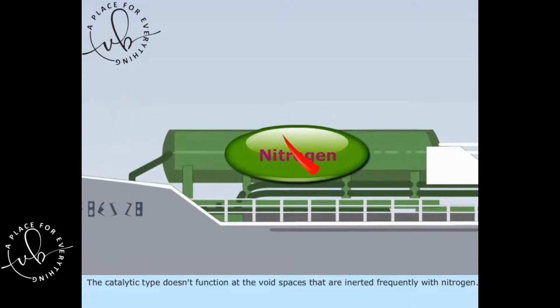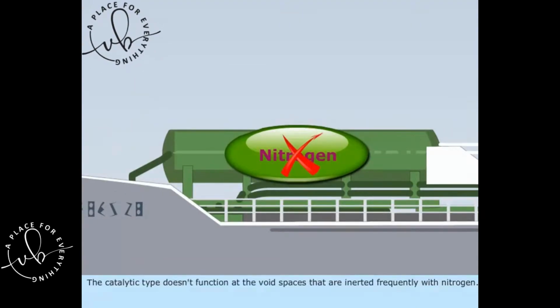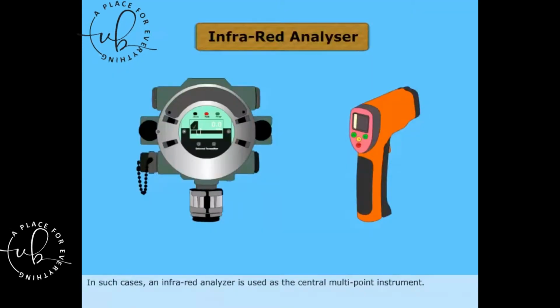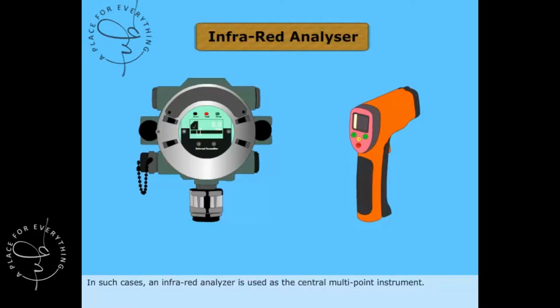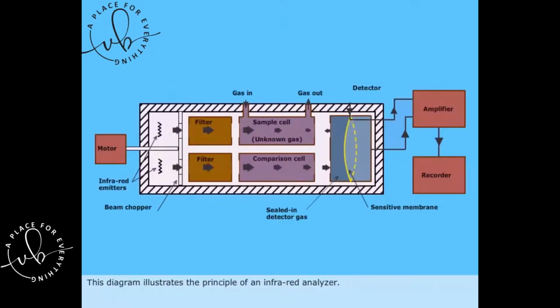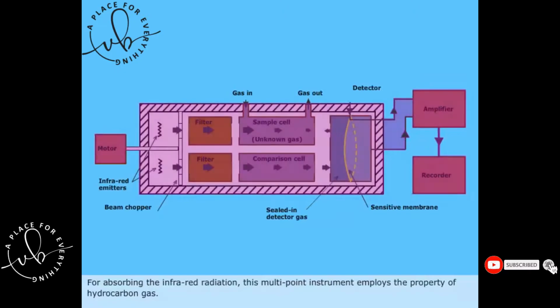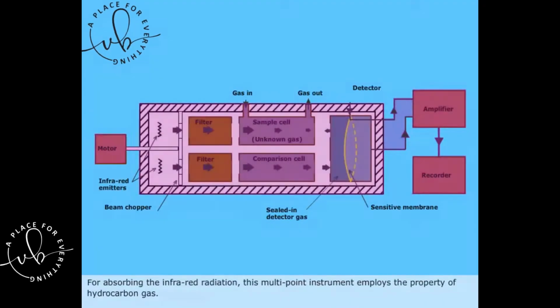The catalytic type doesn't function in void spaces that are inerted frequently with nitrogen. In such cases, an infrared analyzer is used as the central multi-point instrument. This diagram illustrates the principle of an infrared analyzer. For absorbing the infrared radiation, this multi-point instrument employs the property of hydrocarbon gas.